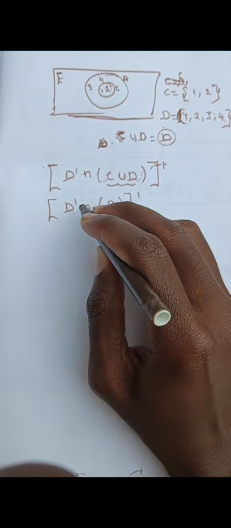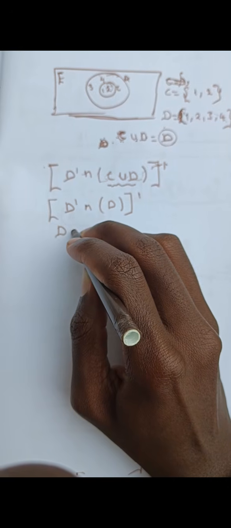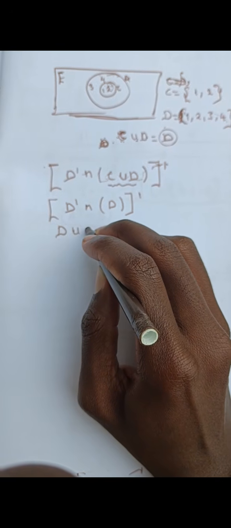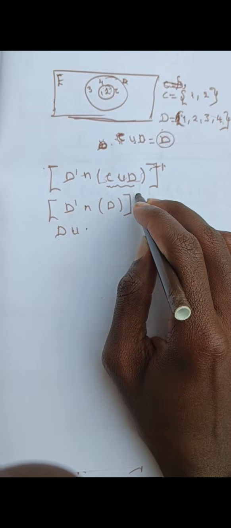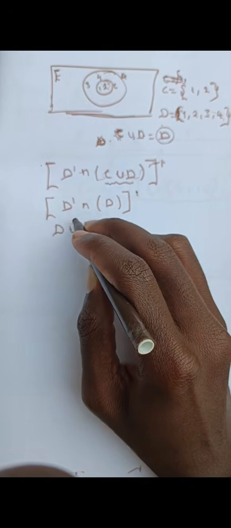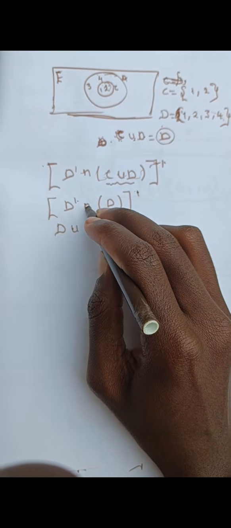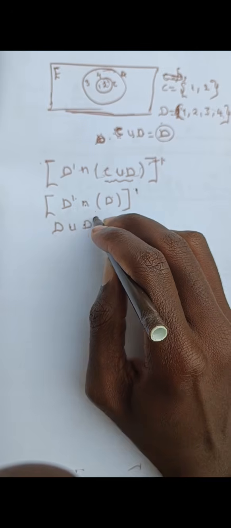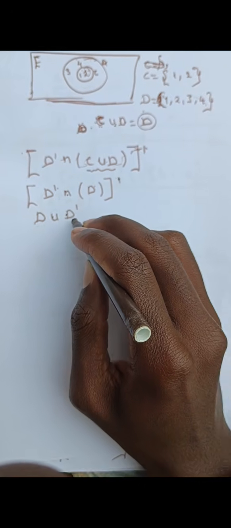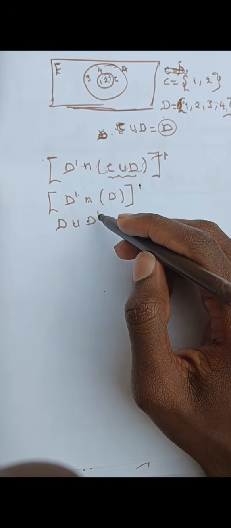So let's multiply throughout this one. We have D union, like we are multiplying this throughout. It will cancel this one, change the sign for this one, and introduce D complement to this D.